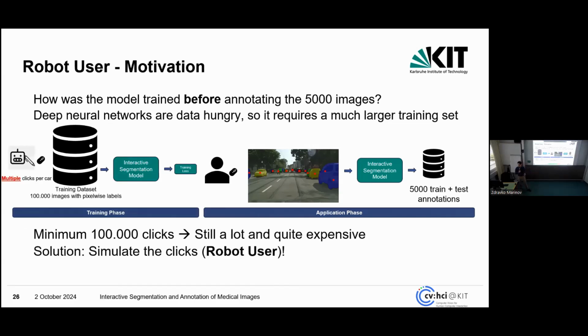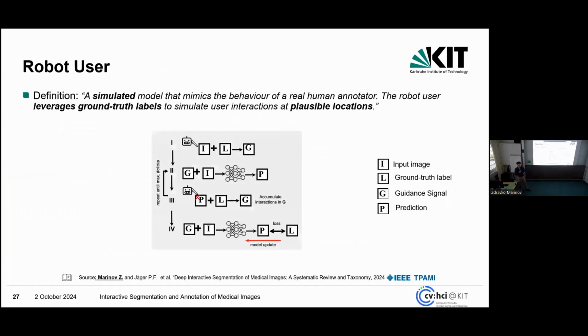So the motivation behind the robot user is to simulate these clicks. And then you also don't have the limitation to only have just one click. You can simulate multiple clicks per object. And that leads to the simulation of the interactions during training. Robot users are not just limited to training. Later, I'll also show you how you can apply them during evaluation to save a bit of time for annotation studies. So the blueprint for an interactive segmentation training process is given here with the robot user.